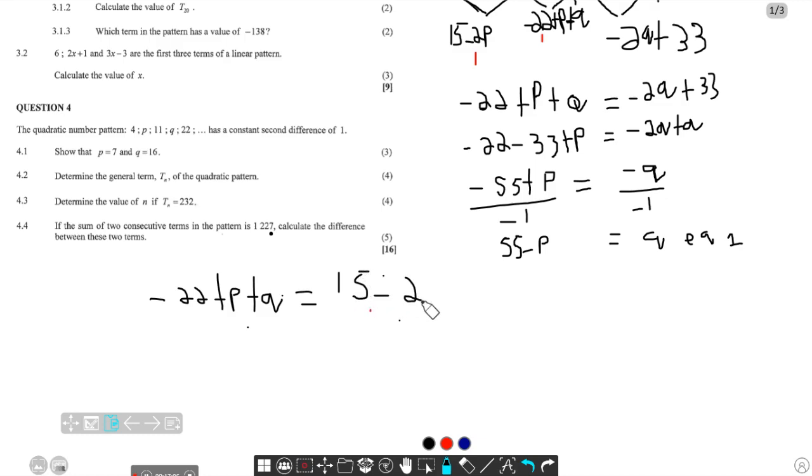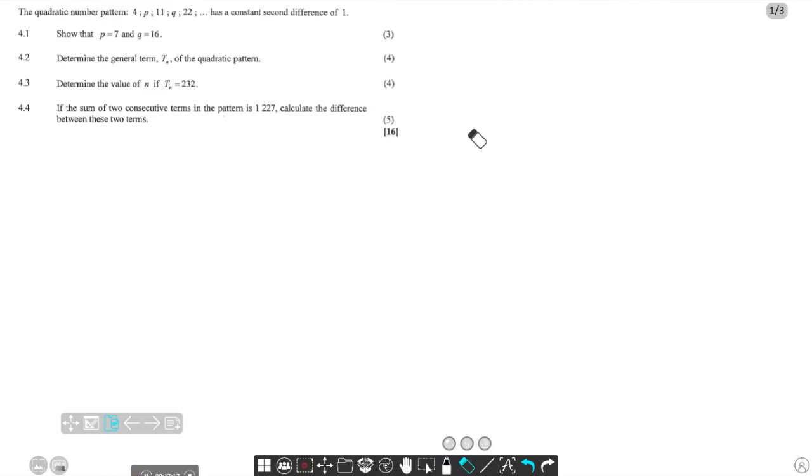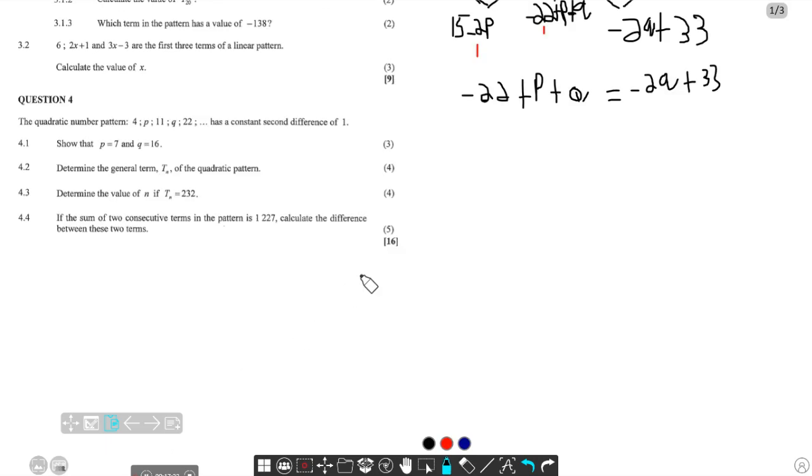minus 2p. And then what am I going to do? In this case, I'm going to solve for q. No, I'm going to solve for p. I saw that that one was going to take us too long, so let us do it a shorter way. We're going to take 15 minus 2p. Since the sentence said it has a constant second difference of 1, remember this is our second difference. So this is basically equal to 1.